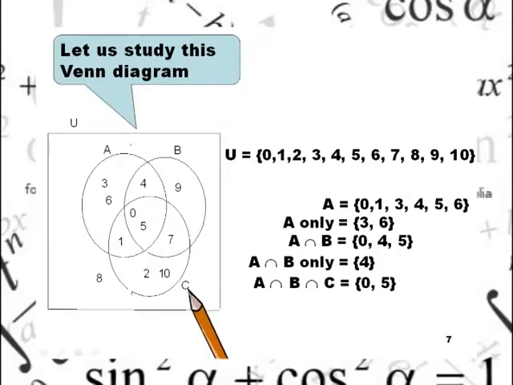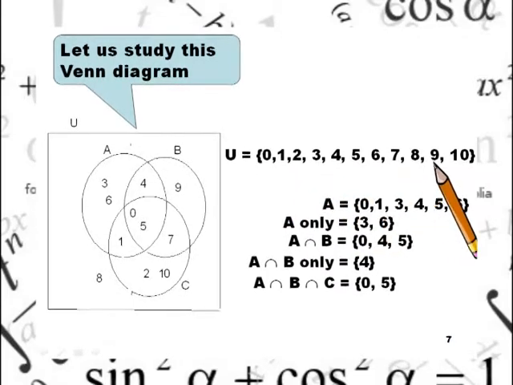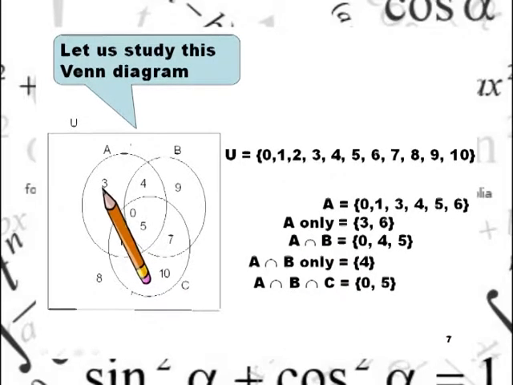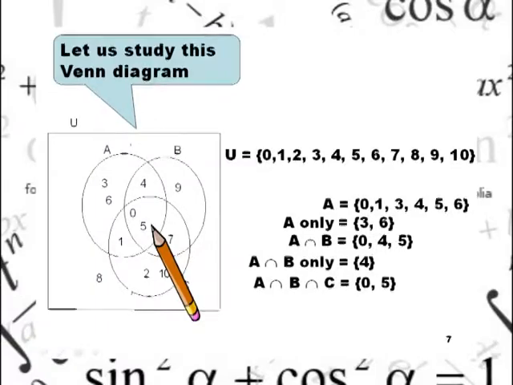Let us study this Venn diagram. Universal set U is equal to 0, 1, 2, 3, 4, 5, 6, 7, 8, 9, and 10. The set A is equal to 0, 1, 2, 3, 4, 5, 6. The set A only is equal to 3 and 6. The set A intersect B is equal to 0, 4, 5. The set A intersect B only is equal to 4. The set A intersect B intersect C is equal to 0 and 5.